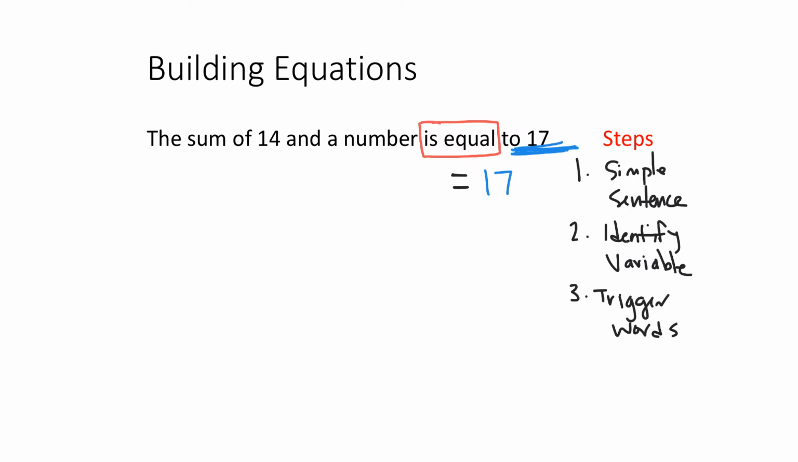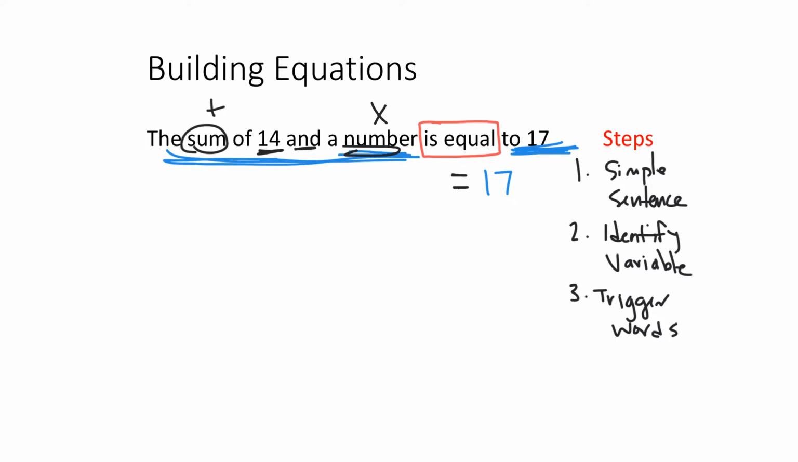Now if we look at the other side, we have the complete other side of our equation. Notice what I've done: I looked for the equal sign, and then I have my left side and my right side. I'm going to be looking for a couple of things. Sum means addition, so the addition of 14 and a number. The number, again, is the missing piece, so that's going to be our variable.